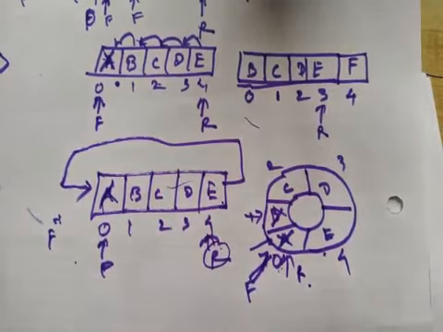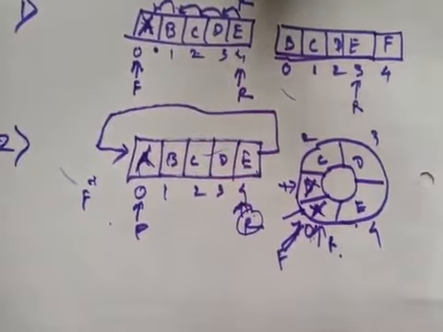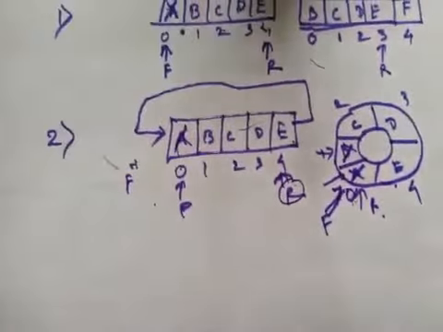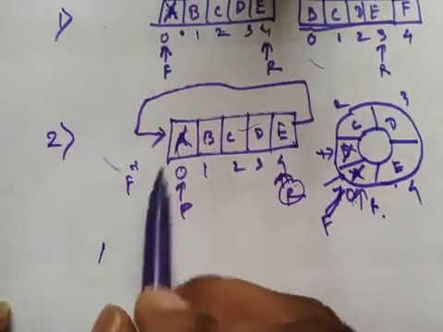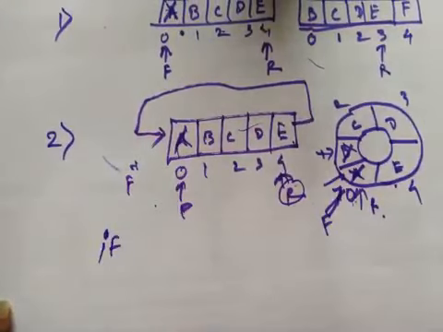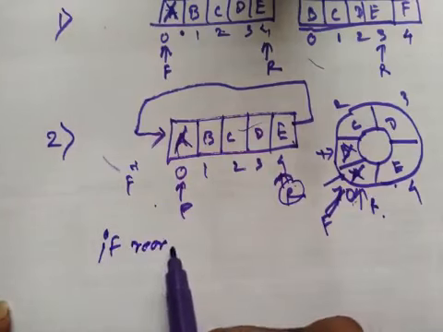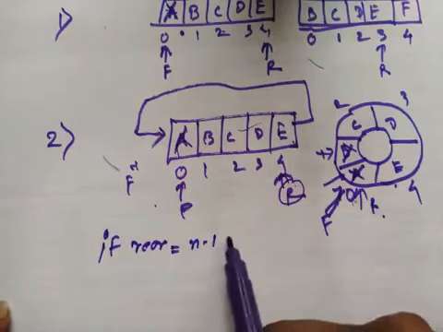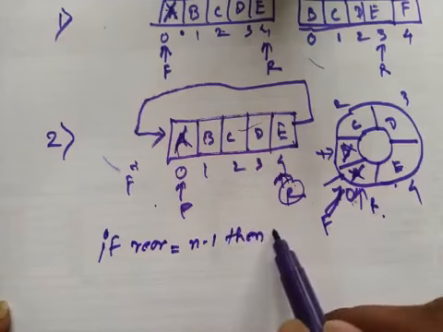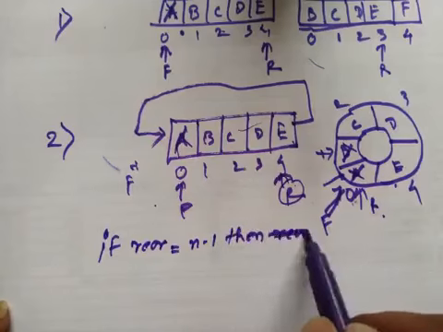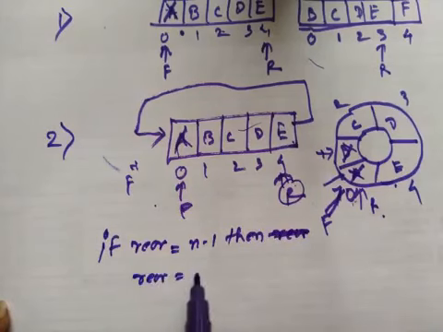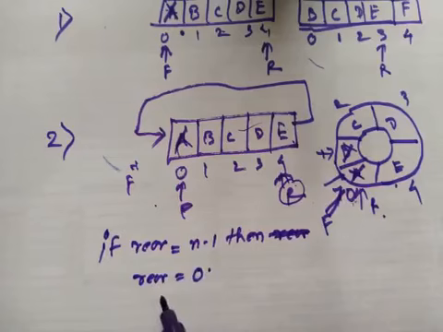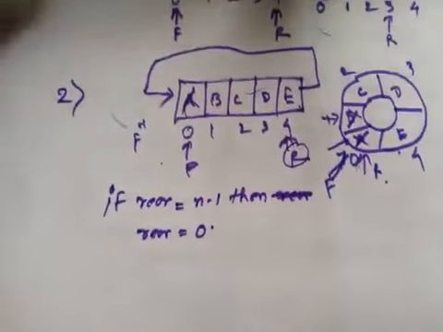Okay, now we are going to see the algorithms for circular queue, but here the problem is, what condition are we going to check? If your rear value is equal to the n minus 1 position, then we set your rear to the 0th index, which means rear will go to the 0th position.